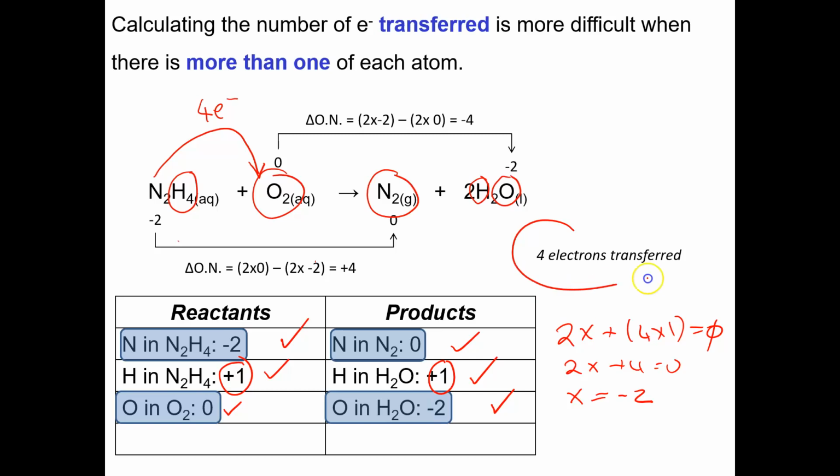So a total of 4 electrons get transferred because each of the 2 nitrogen atoms changes their oxidation number by 2, and each of the 2 oxygen atoms also change their oxidation number by 2.